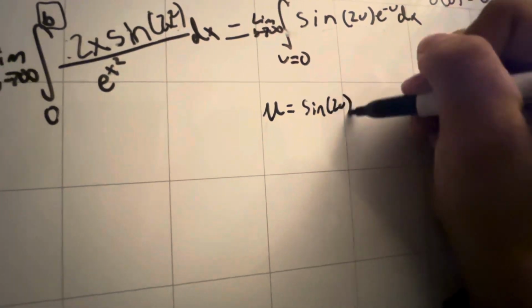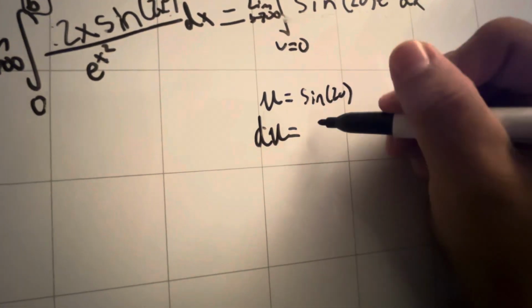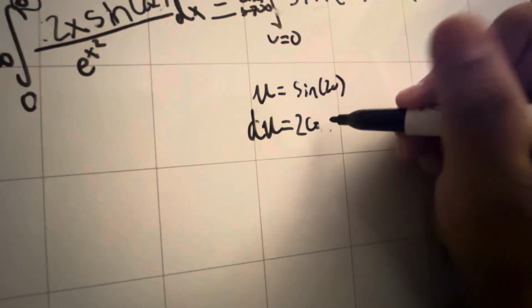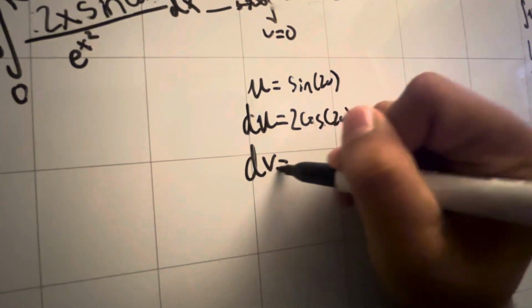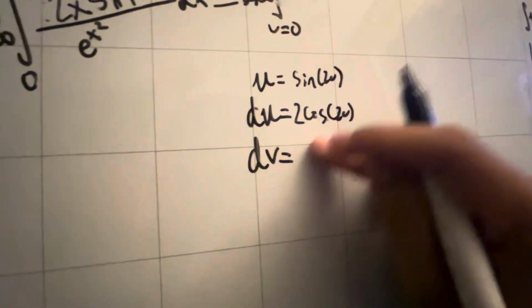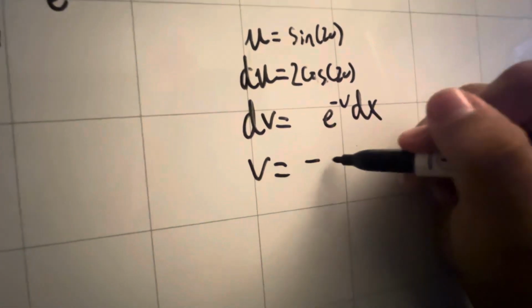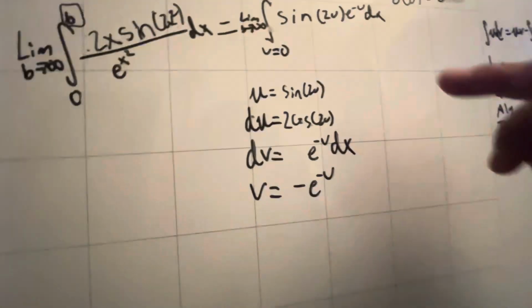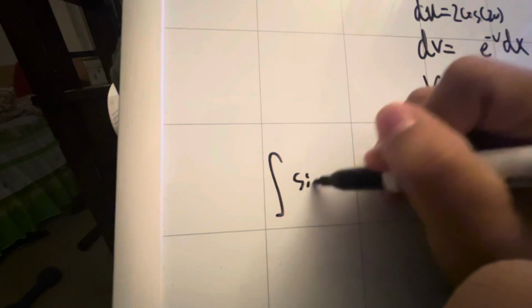So u equals sine 2u, and du, the derivative, equals 2 cosine 2u. dv equals e to the negative u du, so v equals negative e to the negative u. So we're going to write this into this notation. The integral of sine 2u e to the negative u, oh whoops, that should not be a dx, that should be a du.